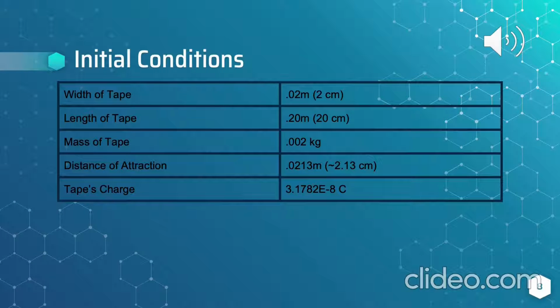Much of the initial conditions derive from the first lab. The width of the tape is roughly 2 centimeters, the length of tape is 20 centimeters, the mass of tape is 0.002 kilograms, the distance of attraction is roughly 2.13 centimeters, and the tape's charge is roughly 3.17 e to the negative 8 coulombs, which we were using in Lab 1.